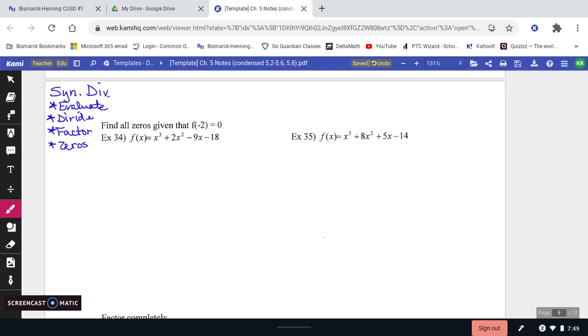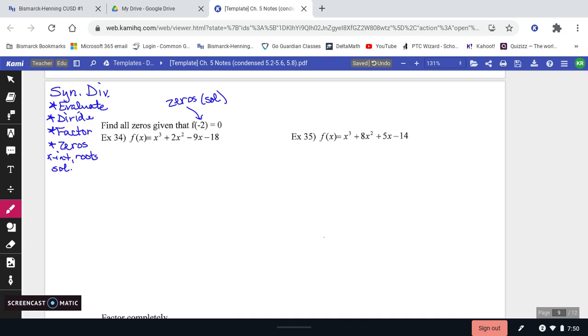Now remember, zeros, x-intercepts, roots, solutions, those are all the same thing. When we talk about finding zeros, then we're talking about finding solutions to this equation. So 34 and 35, we are told that f of negative 2 equals 0. What that means is this negative 2 is one of my zeros. It is one of my solutions. So I'm given one solution.